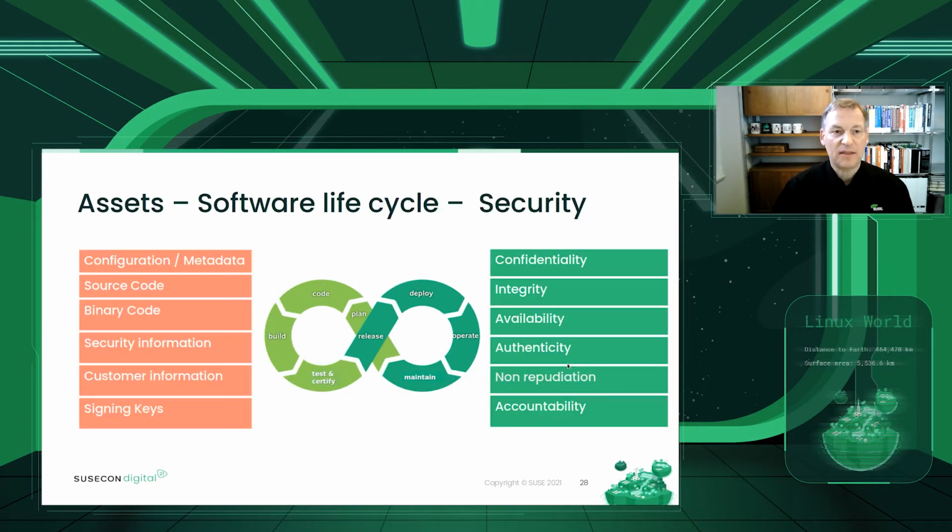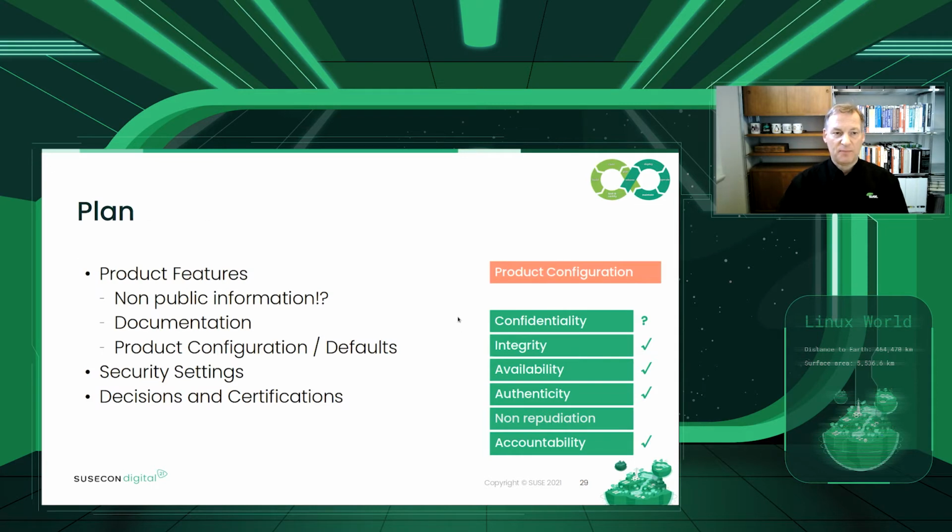When we look at this, the next minutes, we will consider how these 3 assets and aspects belong to each other. The information and assets, the software lifecycle, and the security aspects associated to those. Let's first look into the planning aspect. The planning aspect, or also called product configuration from a security asset perspective, is about product features.